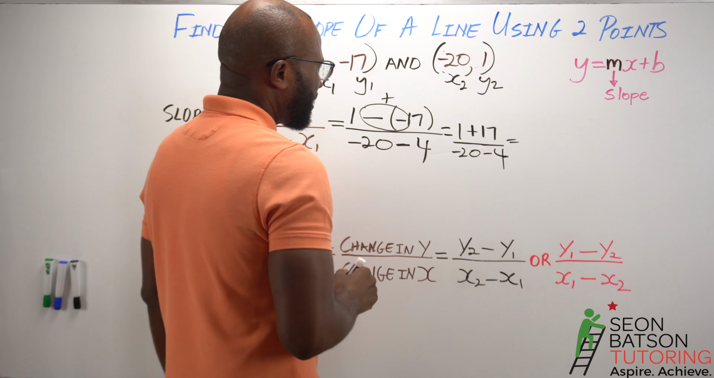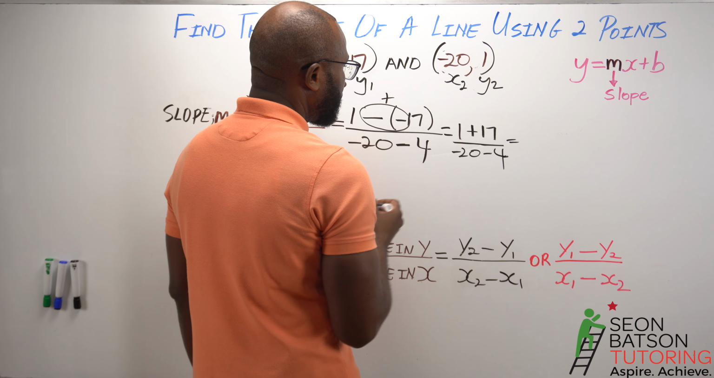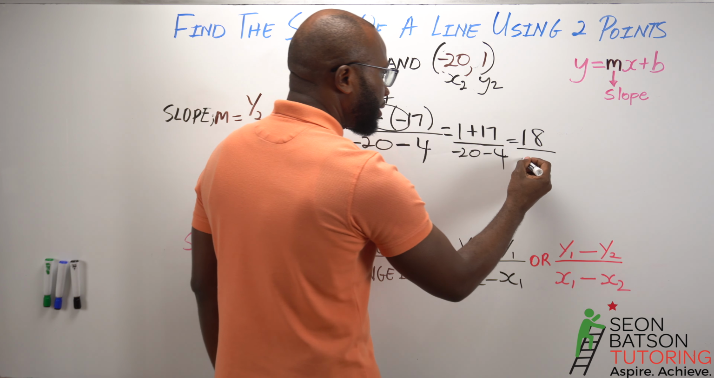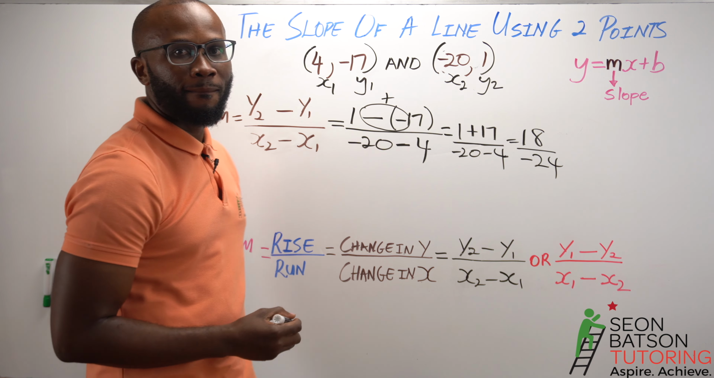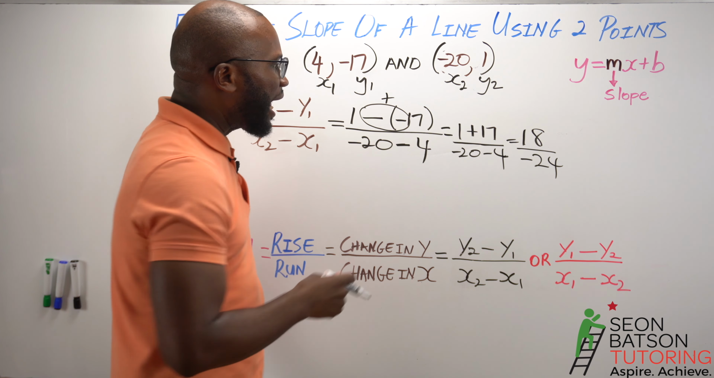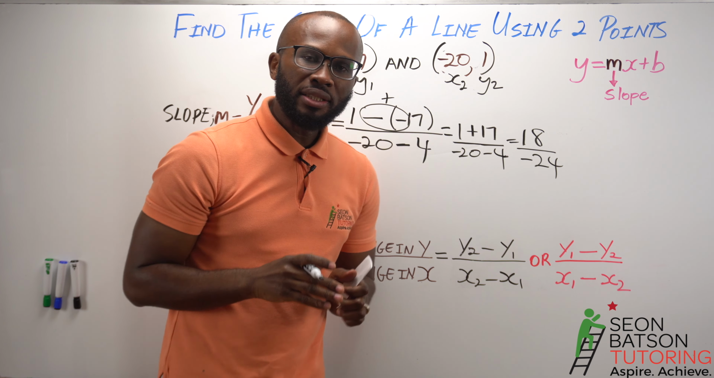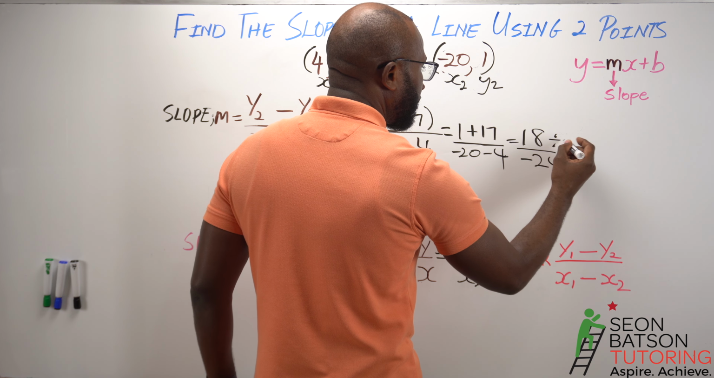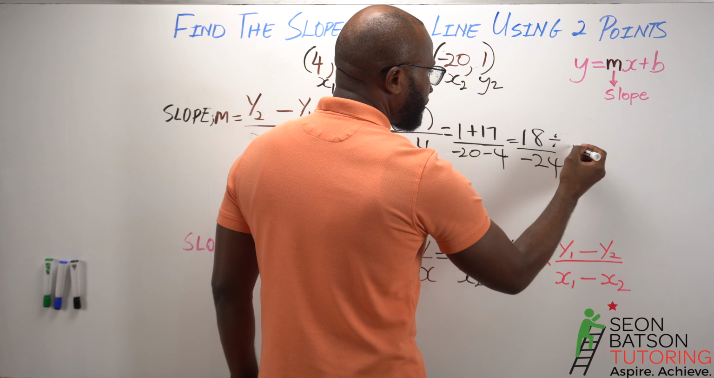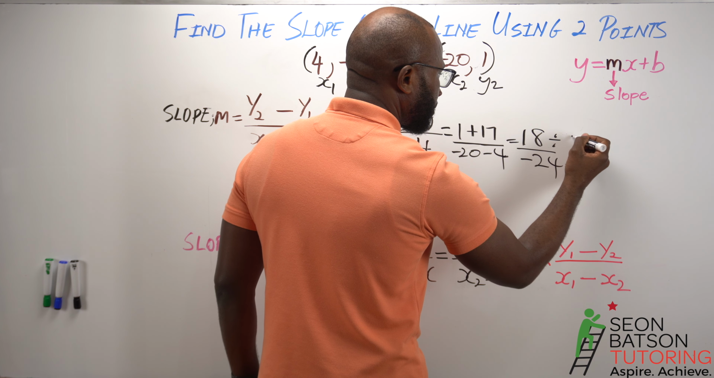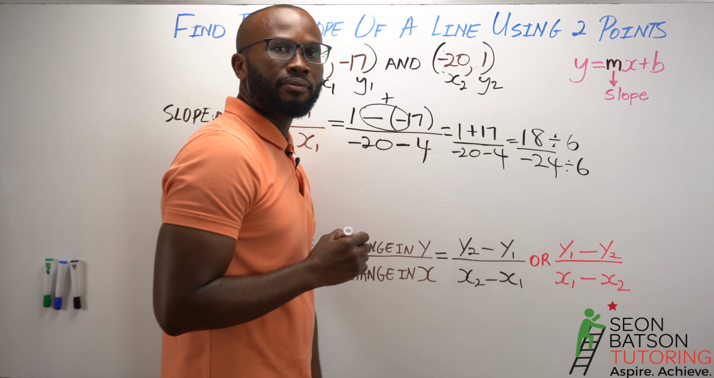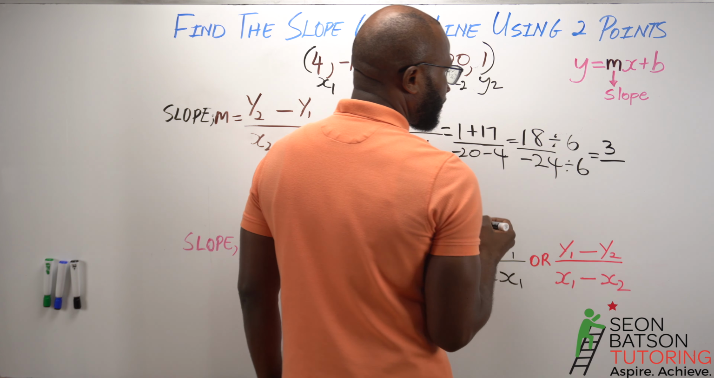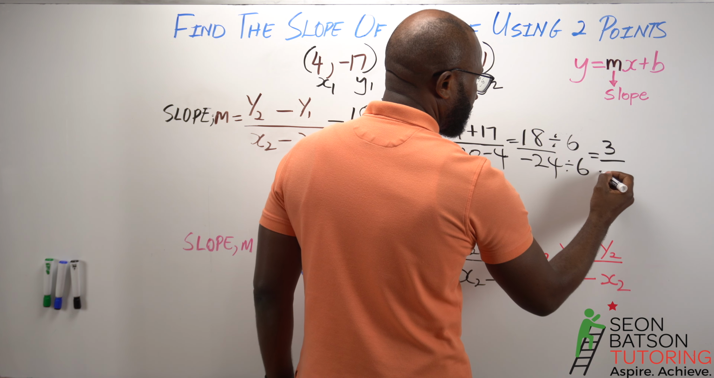How are you feeling? Now, let us add. 1 plus 17 will give us 18. And negative 20 minus 4 will give us negative 24. It's very straightforward stuff. Now, after adding and subtracting, you always check to see if you can write your slope in its simplest form. So here, we can divide both the numerator and the denominator by 6. 18 divided by 6 will give us 3. And negative 24 divided by 6 will give us negative 4.